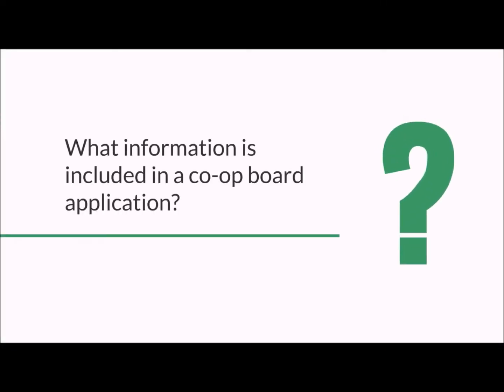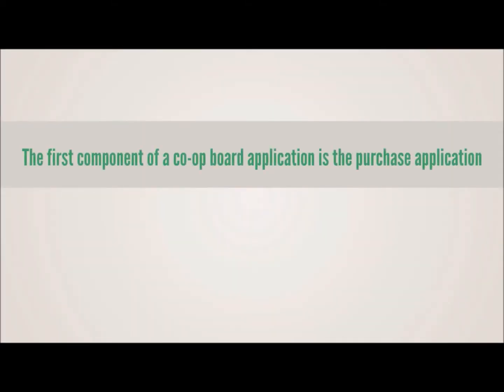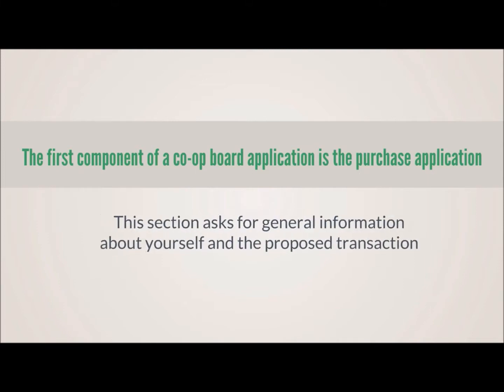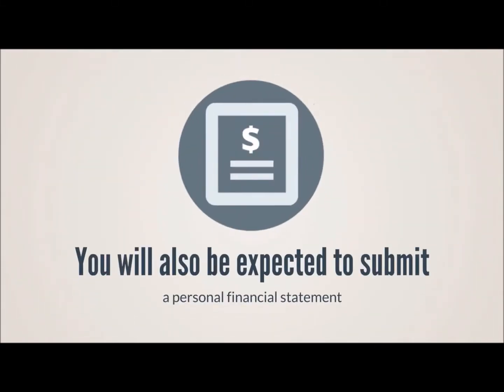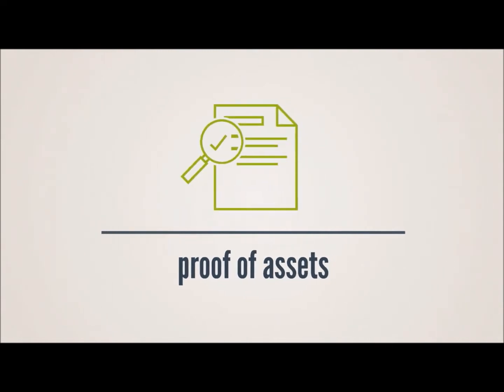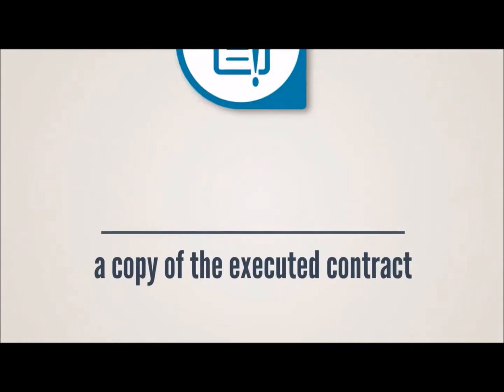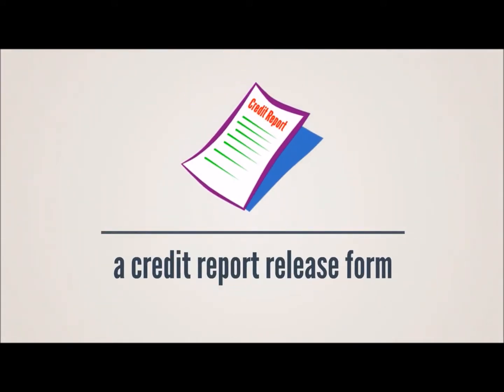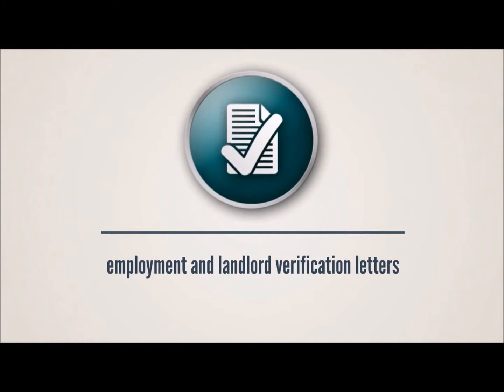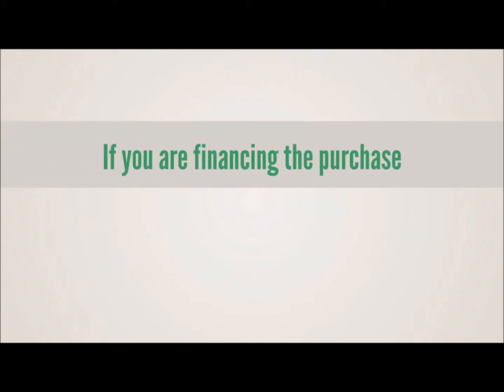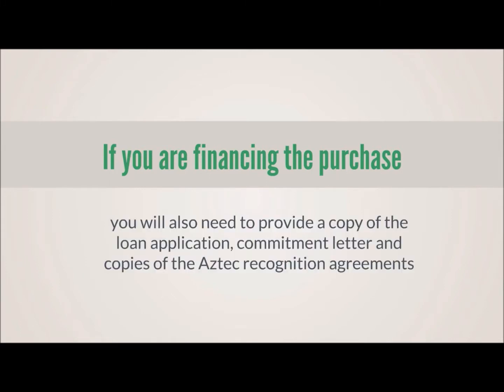What information is included in a co-op board application? The first component of a co-op board application is the purchase application. This section asks for general information about yourself and the proposed transaction. You will also be expected to submit a personal financial statement, proof of assets, previous tax returns, professional and personal reference letters, a copy of the executed contract, a credit report release form, employment and landlord verification letters, and photo ID. If you are financing the purchase, you will also need to provide a copy of the loan application, commitment letter, and copies of the Aztec recognition agreements.